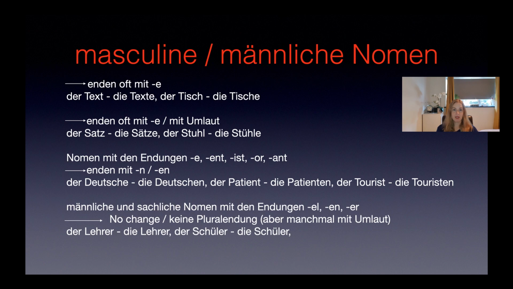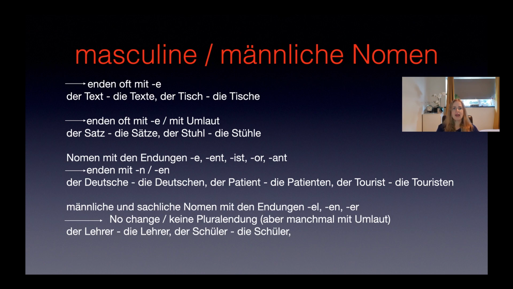Also very common, about 90% of the masculine nouns end with an e, but they also end with an e and you must use an umlaut. For example, der Satz, the sentence, turns into die Sätze. Or der Stuhl, that's the chair you're sitting on, turns into die Stühle.